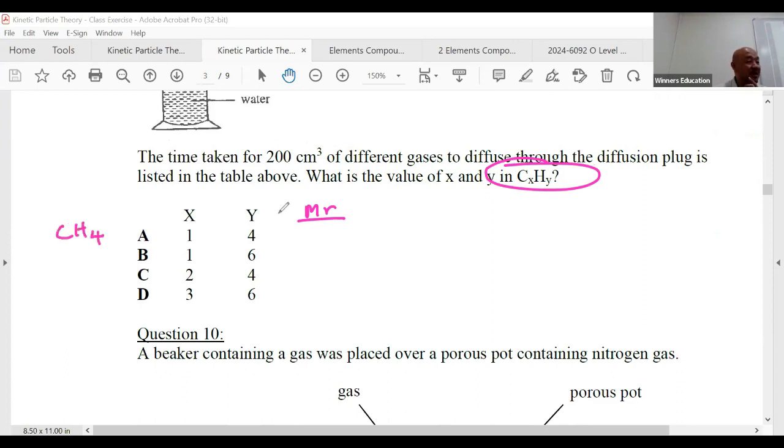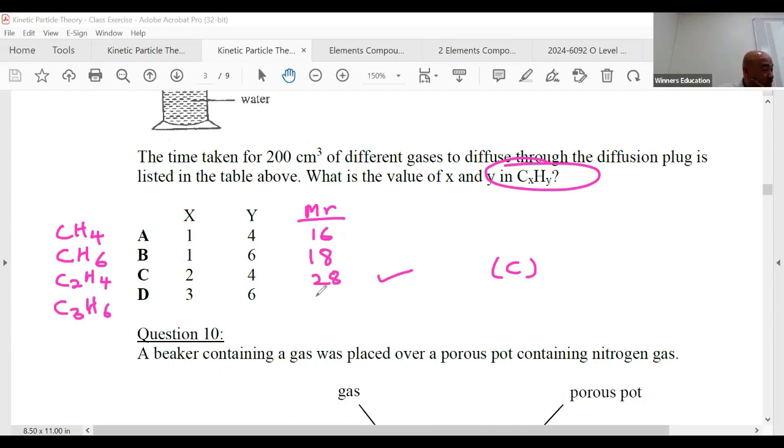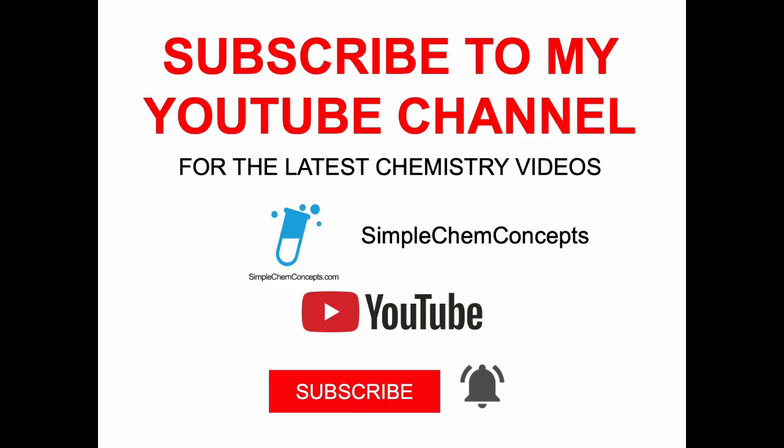Everyone okay? All right, so this is 12 plus 16. Let's do it this way again. So this is then C2H6, which is 30. This is C2H4, 28. Seems the answer is C. Let's carry on with the next one. C3H6 is 42. Okay. So the others are wrong. C is correct.